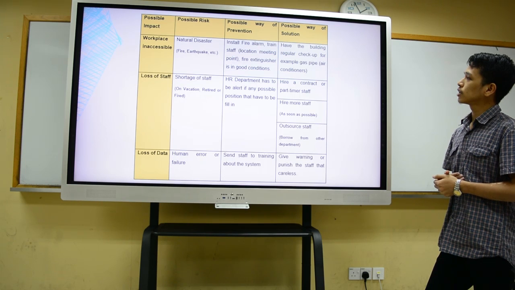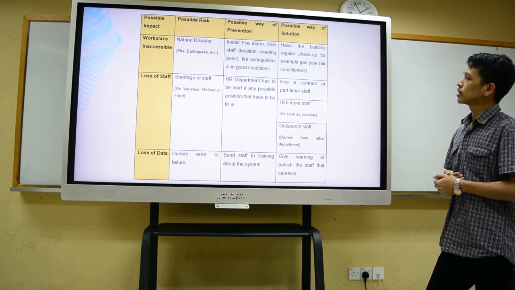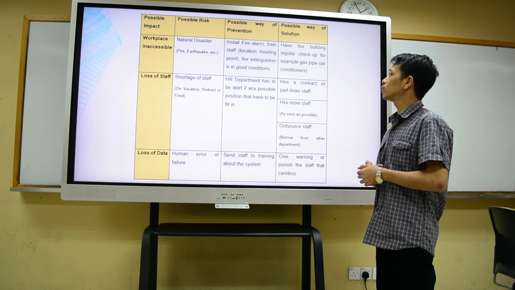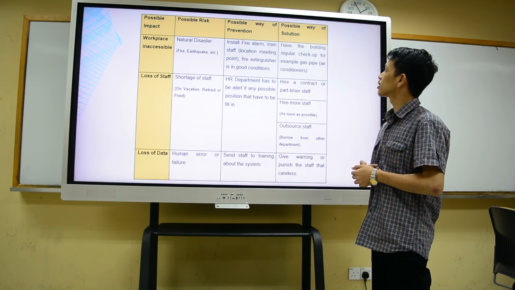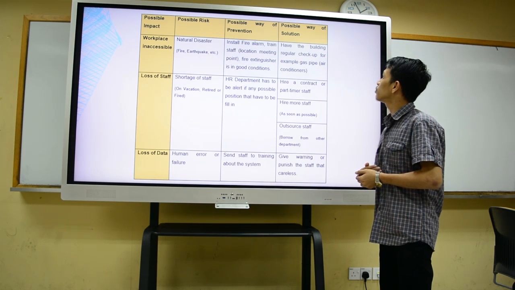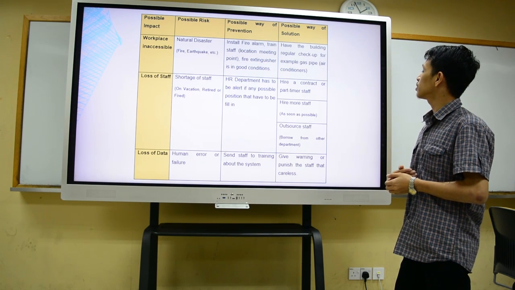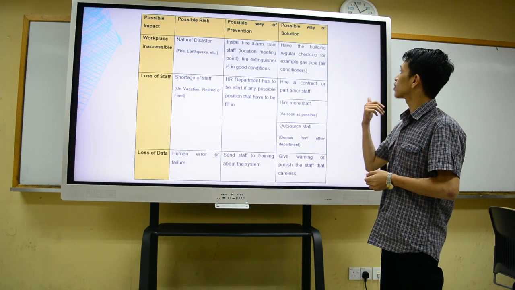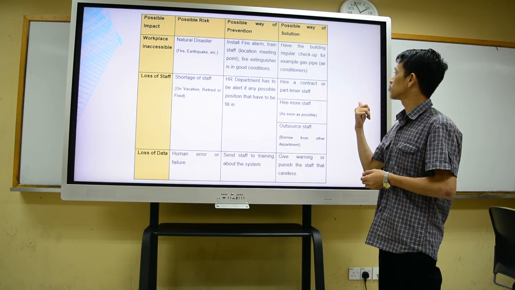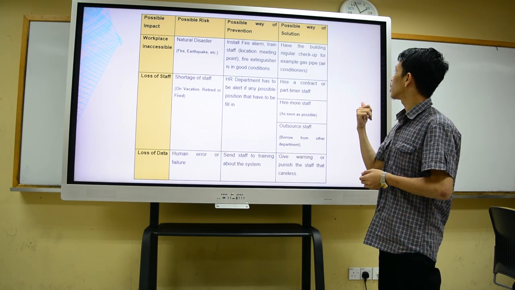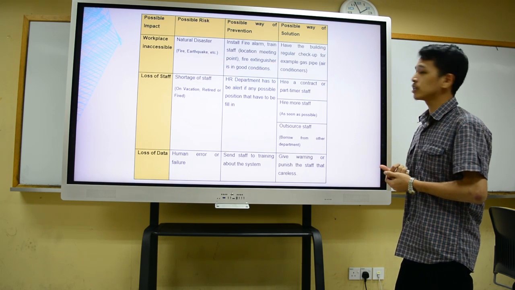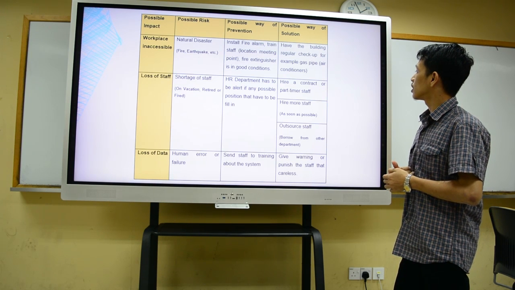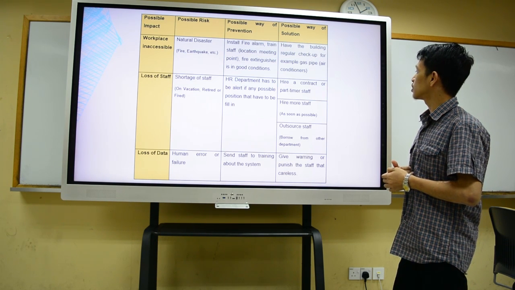Because it's important to the data, important to everyone. The possible way of the solution is to have the building regularly checked, for example the gas pipe and air conditioning. Because if the business does not check the building, we don't know how it might happen in the future.